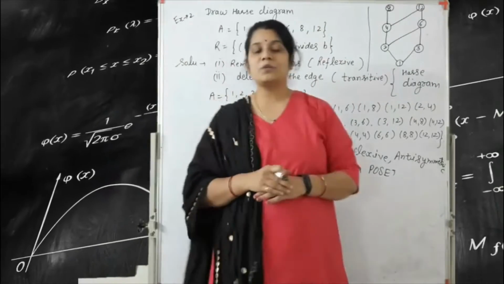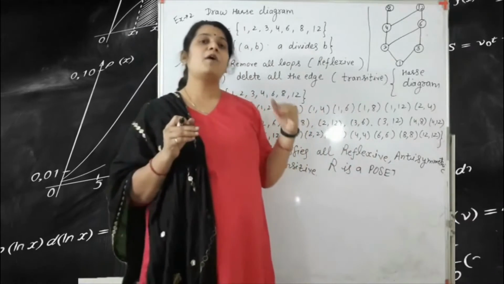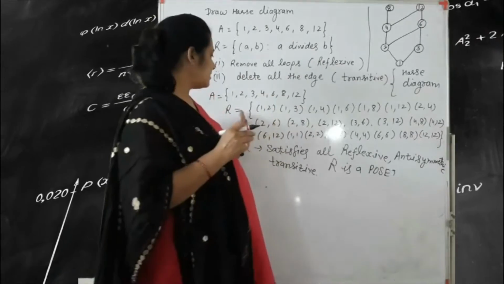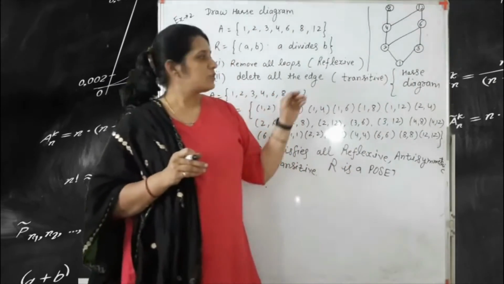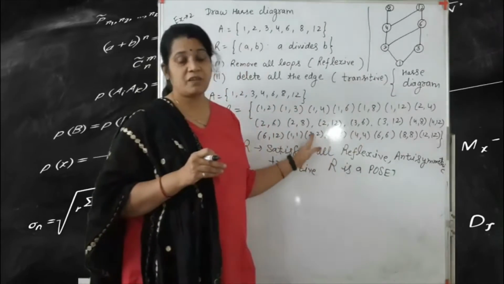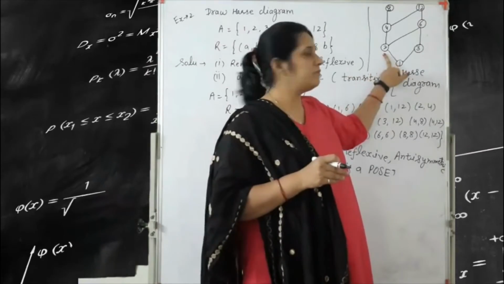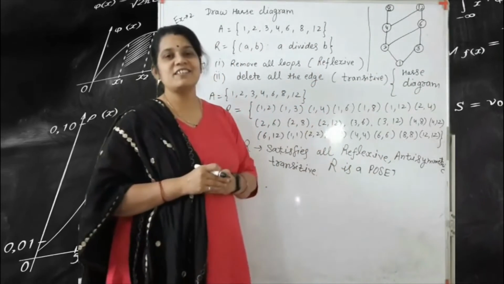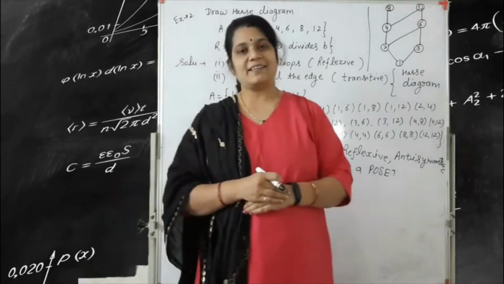So what is the main use of drawing the Hasse diagram? With the help of the Hasse diagram, we can very easily convert a relation set to diagram form. Okay, so this is a very interesting example because of all these relations. With the help of this relation, we find out this Hasse diagram, and with the help of this Hasse diagram, we write here the relation set. Okay, so this is the example of the Hasse diagram.